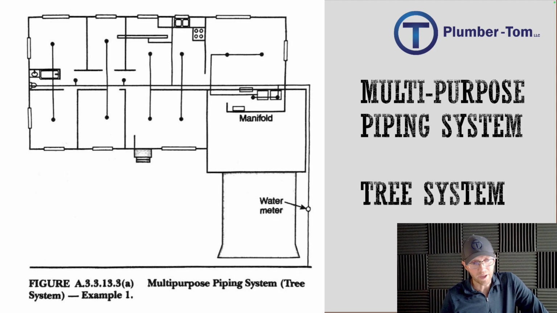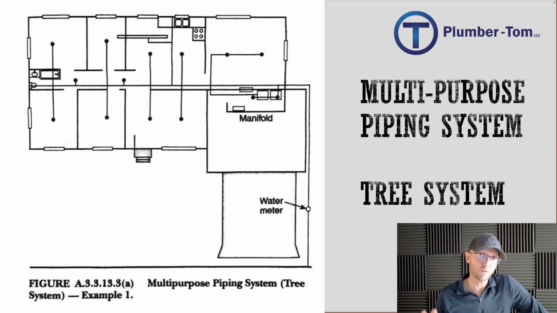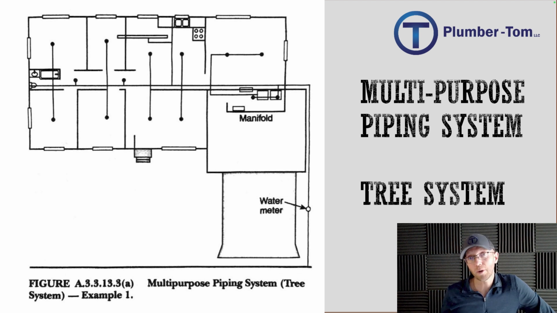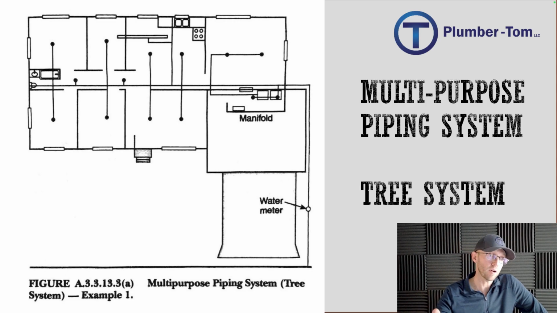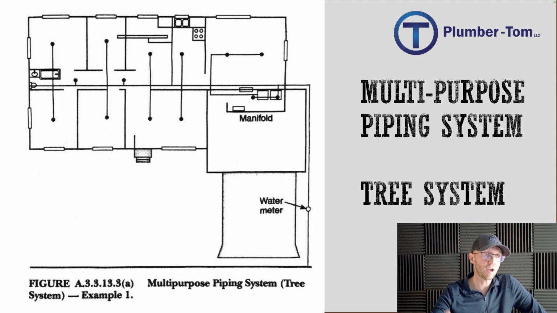Have a look here with me at a couple diagrams of these piping systems as found in the appendixes in the back. This is a multi-purpose piping system called a tree system. A tree, as you know, has a trunk and branches. We see that here. We've got the water meter. The water comes into the building. There's a manifold, and then it continues along a trunk and branches off with sprinklers to each of the areas or compartments.